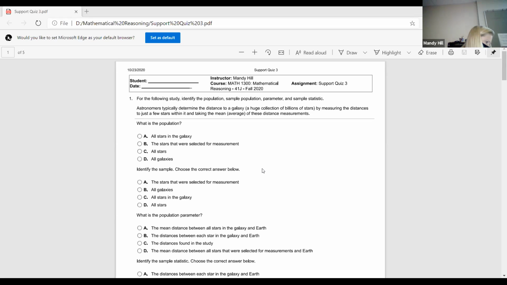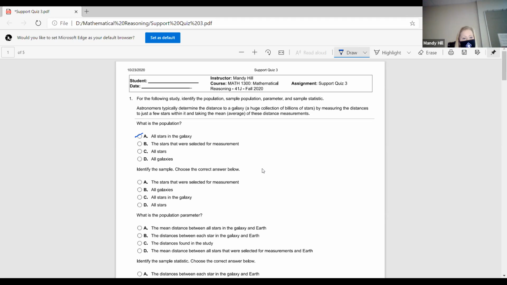Okay, so the first question asks, what is the population? Well, the population is going to be all stars in the galaxy. Remember that your population is bigger than your sample. So all the stars in the galaxy would be the answer for that one. Then it says identify the sample. So we're going to rein it in. The sample should be smaller, and the sample is the stars that were selected for measurement.